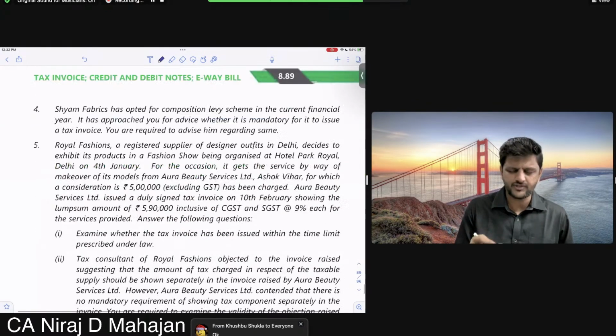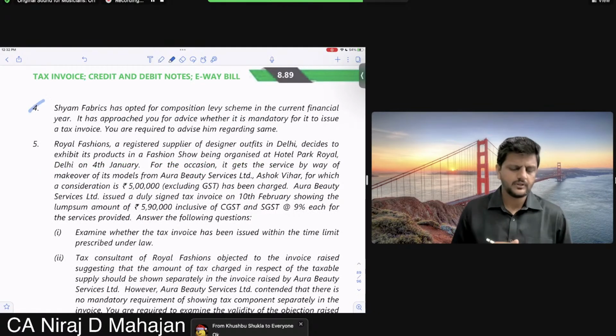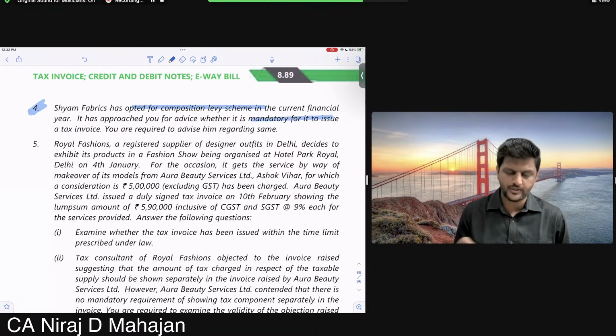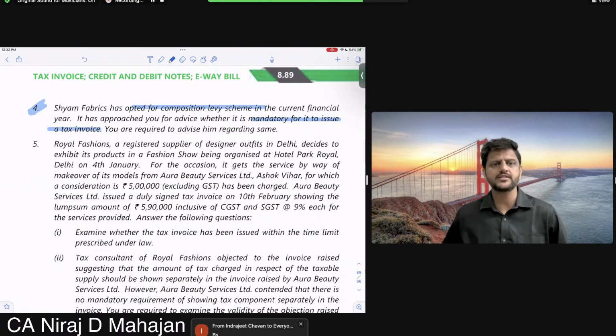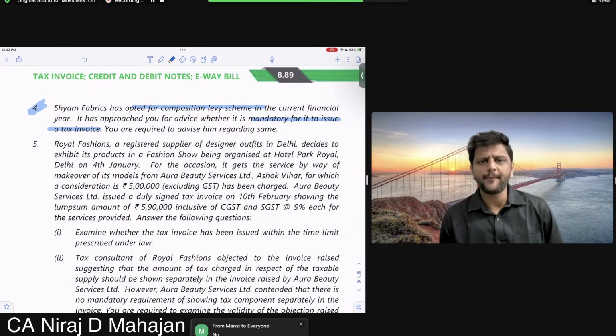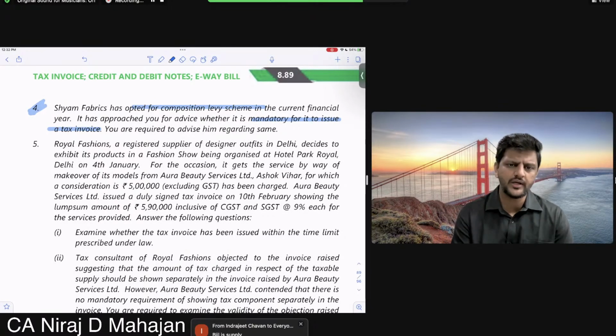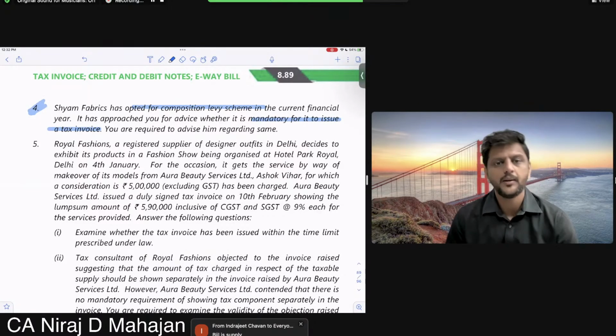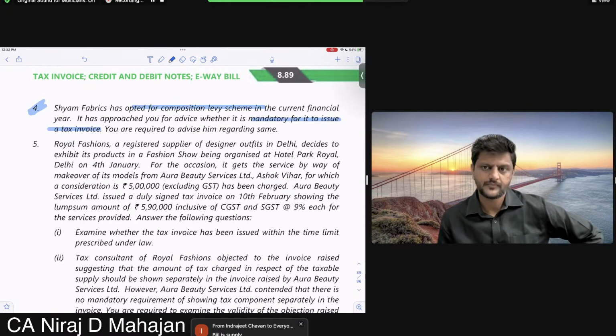Composition, just for the sake of the question. Sham Fabrics has opted for the composition scheme in the current year. It has approached you to advise whether it is mandatory for it to issue a tax invoice. What do you think, children? Can a composition dealer issue a tax invoice? Impossible. In fact, he has to clearly mention composition dealer not eligible to collect tax. He can only give which document? Bill of supply. Clear?